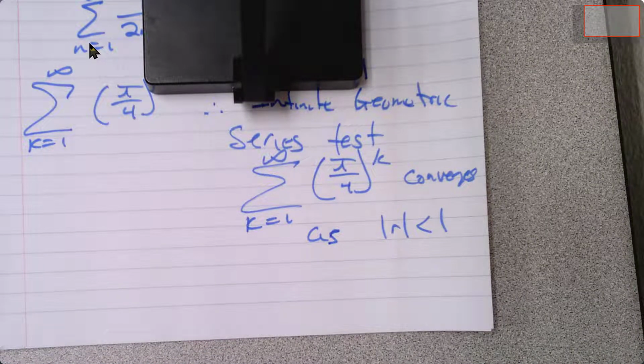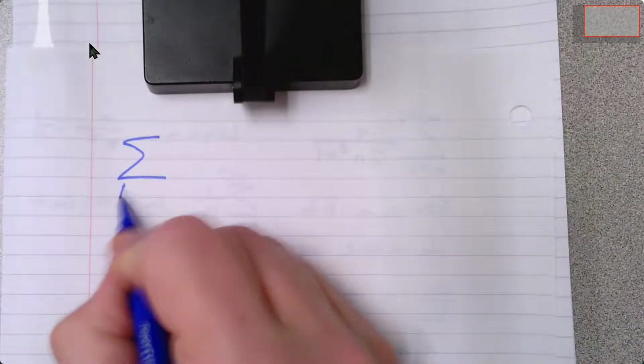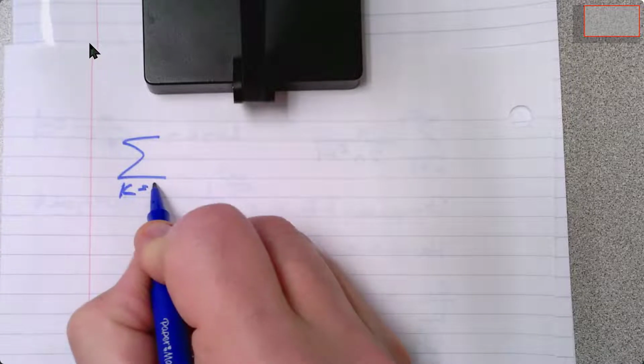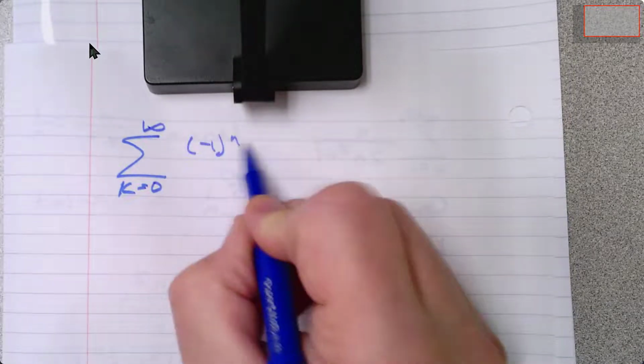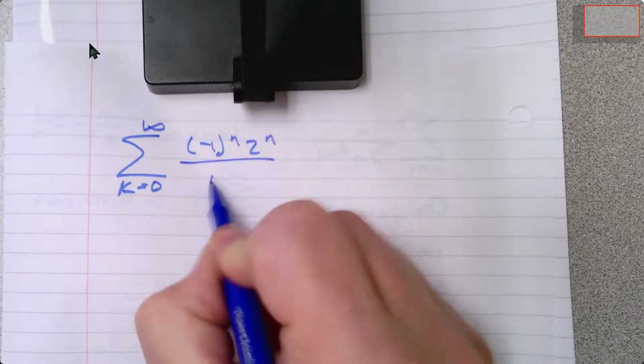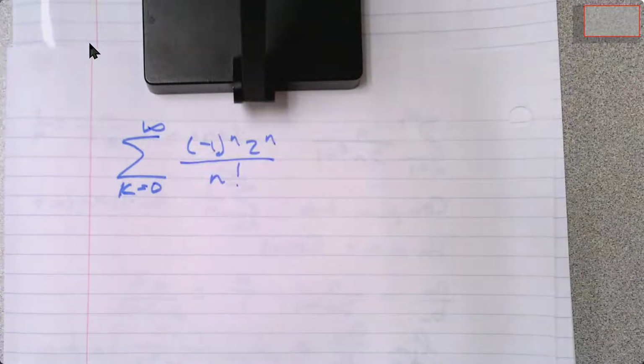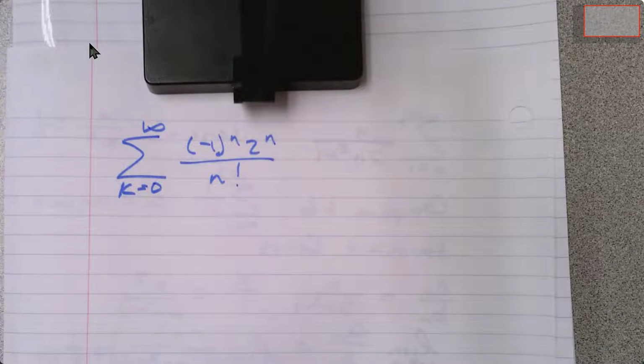Let's see. Now, let's look at another series. Now, you should be hitting pause and working through these with me. All right. So I look at this series, and I'm going to use the ratio test.